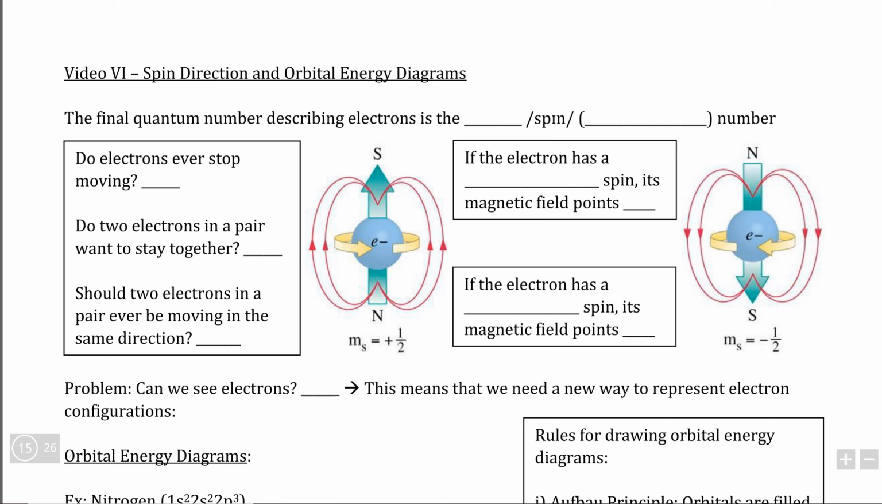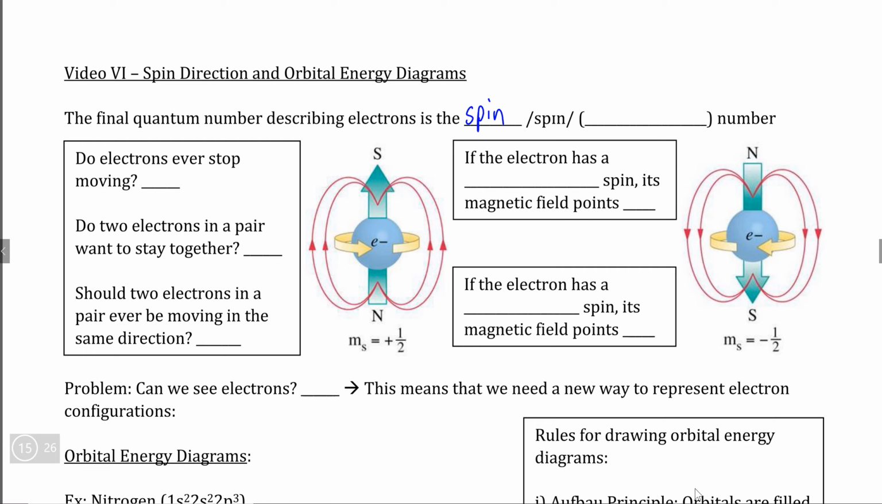In this video, we're going to learn about the final quantum number that is used to describe electrons, specifically the movement of electrons, which is why we refer to it as the spin number or spin direction. In order to answer what spin direction is and why it's important, we can ask three simple questions.